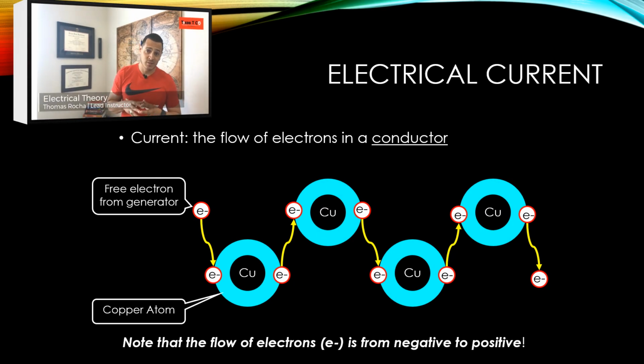This is going to bring us to electrical current. Current is the flow of electrons in a conductor, and this flow of electrons is actually from negative to positive.